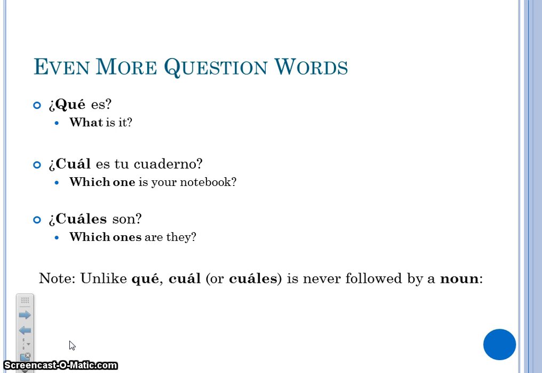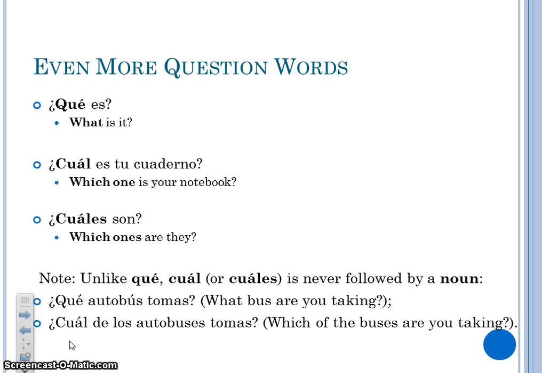Unlike qué, cuál or cuáles is never followed by a noun. So, ¿qué autobús tomas? What bus are you taking? Versus, ¿cuál de los autobuses tomas? Which of the buses are you taking? So, ¿cuál is usually followed by a verb, or it can be followed by de, it can be followed by anything as long as it's not followed by a noun.